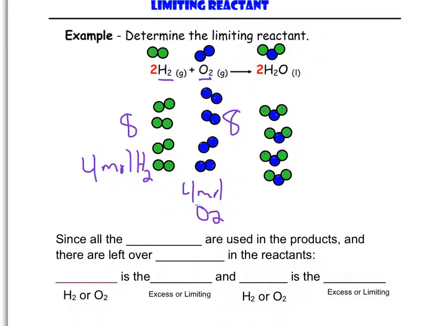So since all of the hydrogen is used in the products and there is leftover O2 in the reactants, and you can fill this in multiple ways, we can say H2 is the limiting reactant and O2 is the excess.